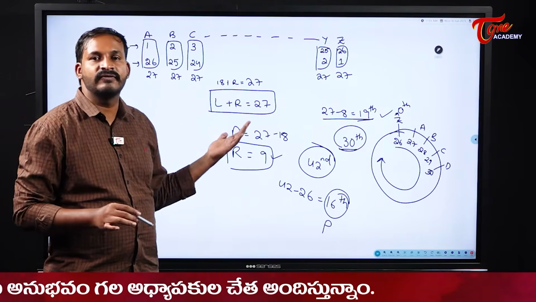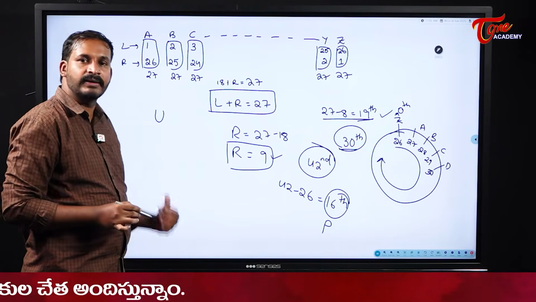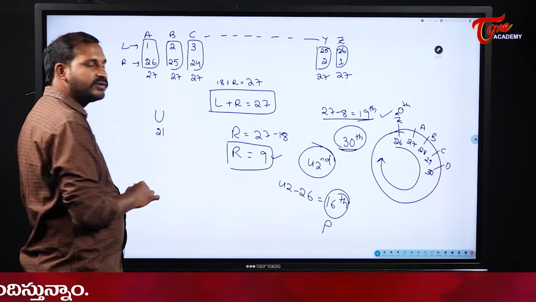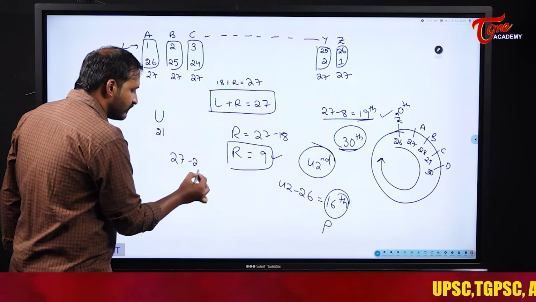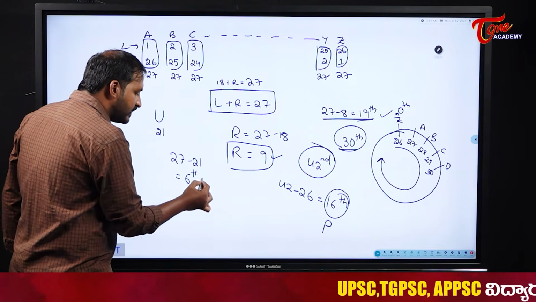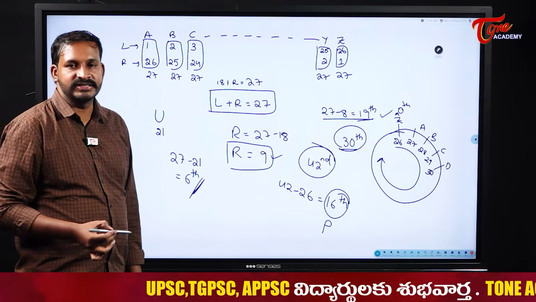What is the place value of U from the right side? From the left, it is 21. From the right side, what will I do? 27 minus 21. What does it become? 6th. So from the right side, U will be the 6th alphabet.